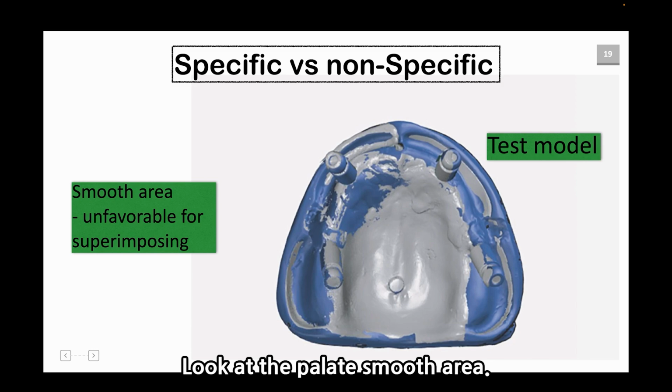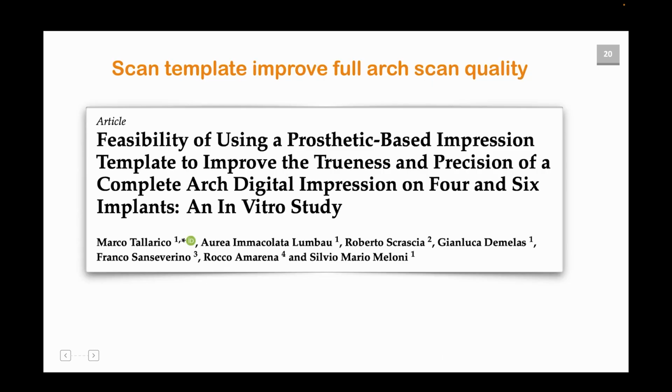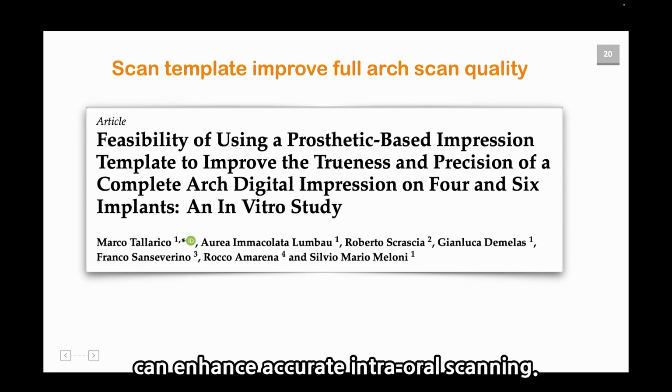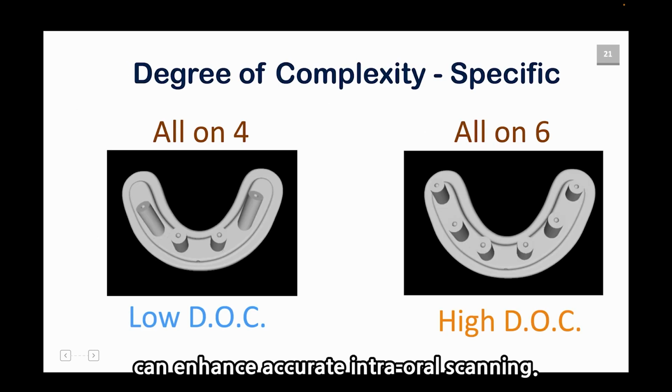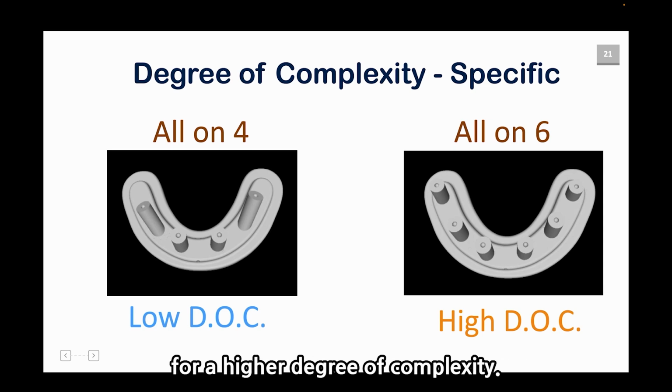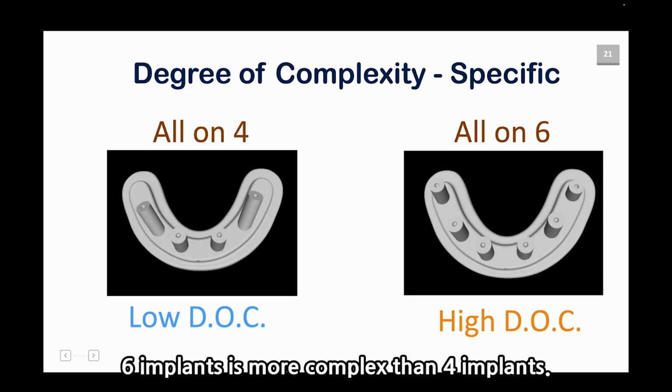Look at the palate smooth area. That area is unfavorable for accurate superimposing. This report mentioned that an impression template can enhance accurate intraoral scanning. If possible, you should control scan area for higher degree of complexity. 6 implants is more complex than 4 implants.